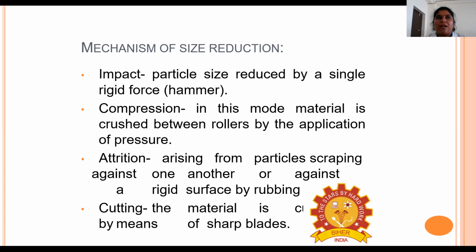For example, take a particle and hit it with a hammer, and thereby its size will be reduced, right? Generally, in mountains and all, we break rocks by hitting with a hammer only. Big rocks will be reduced in size to smaller ones and will break, right? That type of mechanism we call the impact mechanism.